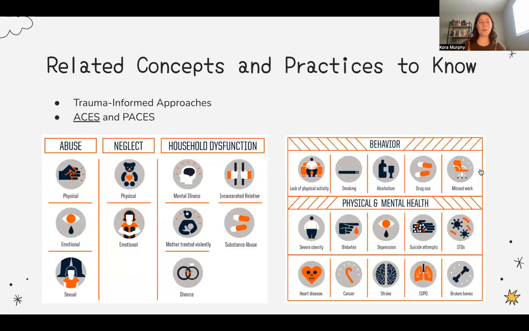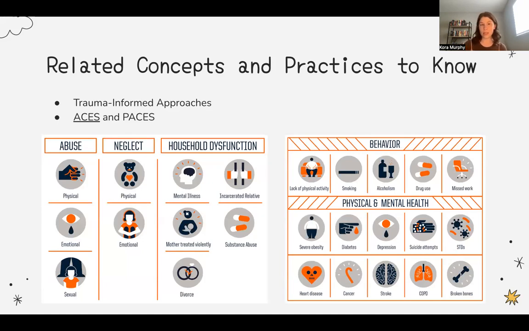And I have included some other related concepts and practices to know when talking about social and emotional learning. Trauma-informed approaches. How can you be sensitive to students who have experienced trauma? And how can you relate trauma-informed approaches to SEL? And we are going to talk about that.